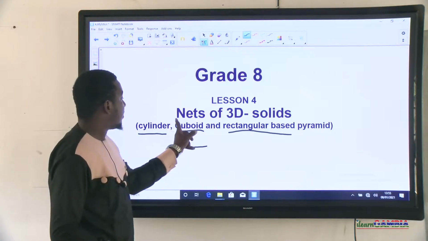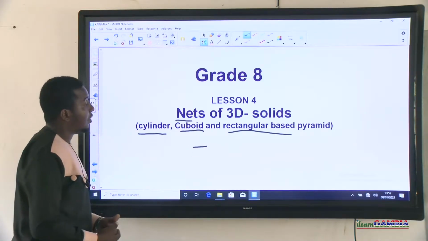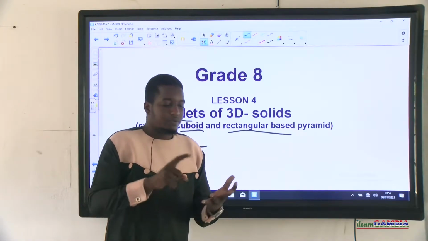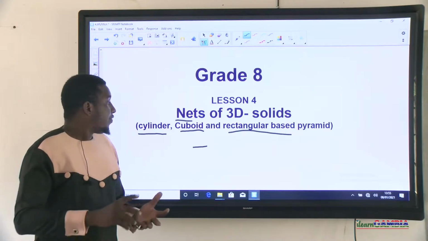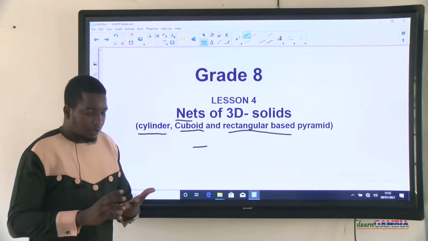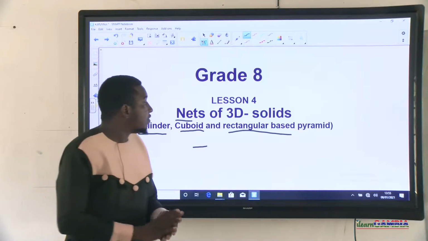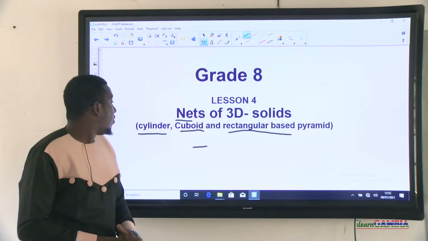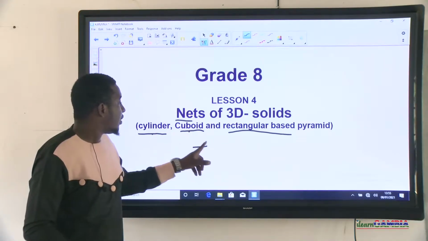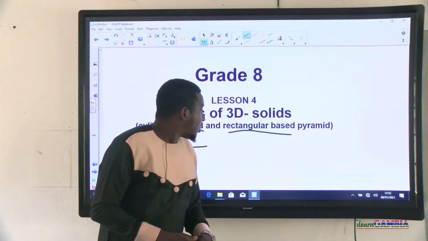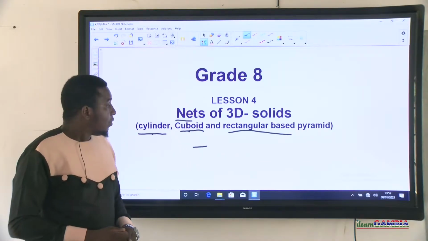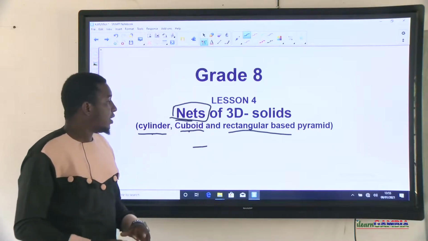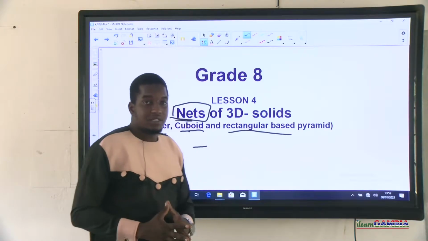These are the three solid shapes that we are going to look at today when it comes to their nets. In our previous lessons, we've talked about many solid shapes. We've talked about cubes, cuboids, cylinders, cones, spheres and so on. So in today's lesson, we want to concentrate on the nets of cylinders, cuboids, and rectangular based pyramids.